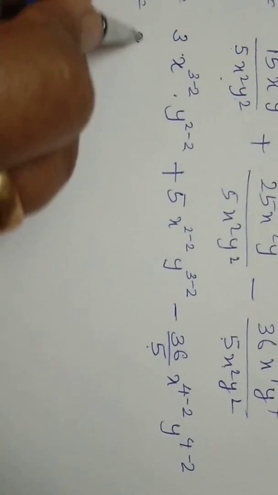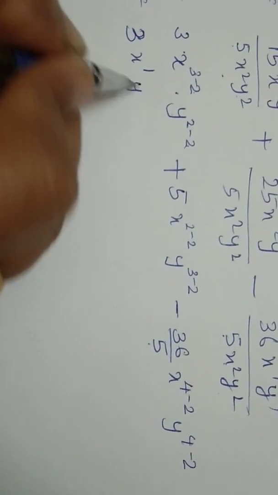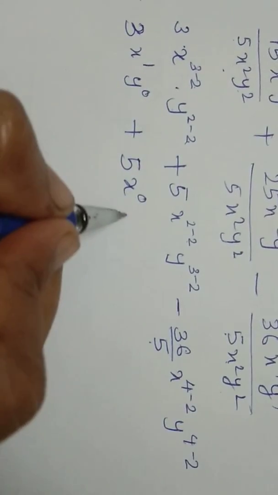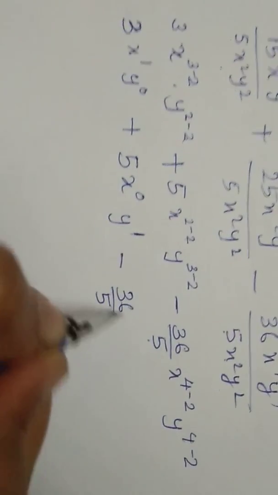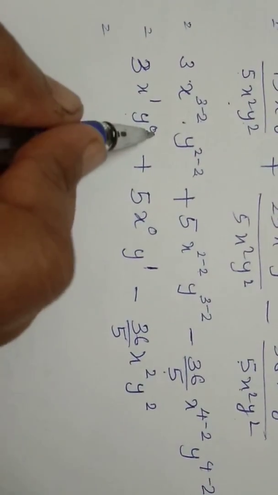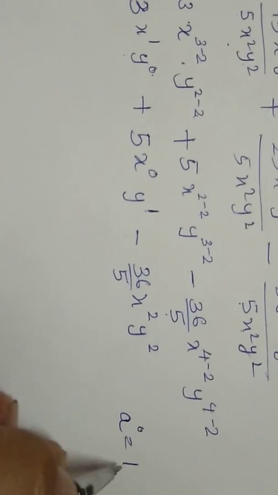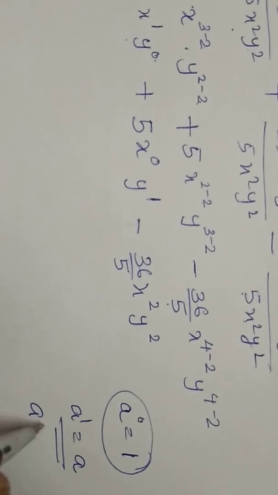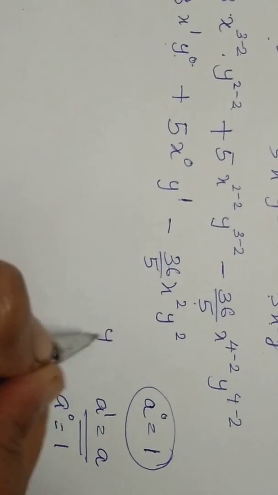Again I repeat it. 3 x raised to 3 minus 2 means x raised to 1, y raised to 2 minus 2 means y raised to 0, plus 5 x raised to 2 minus 2 is 0, then y raised to 3 minus 2 is 1, minus 36 by 5 x raised to 2 y raised to 2. Look here, we got y raised to 0, it does not become 0. In exponents, a term raised to 0 means 1 is the answer. Always remember that. a raised to 1 means it is a, but a raised to 0 means 1. Here also y raised to 0 means 1.